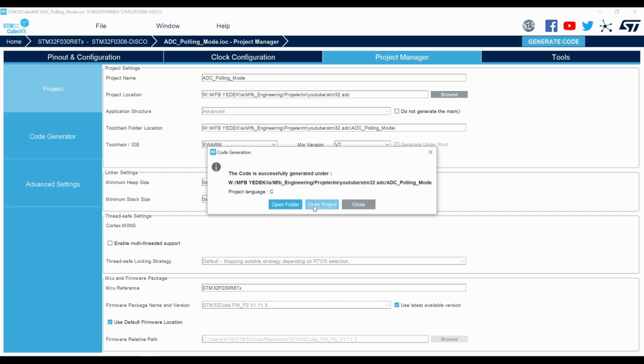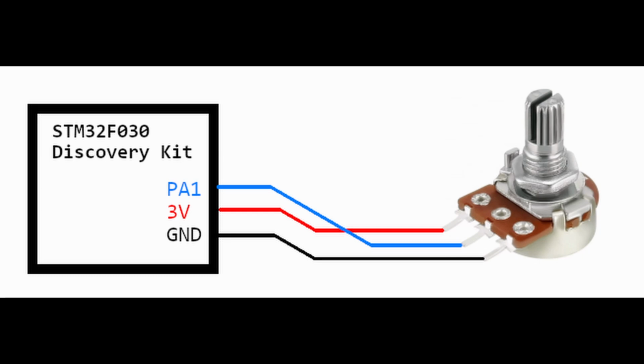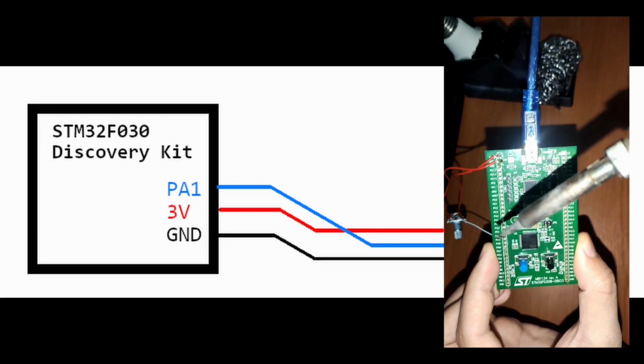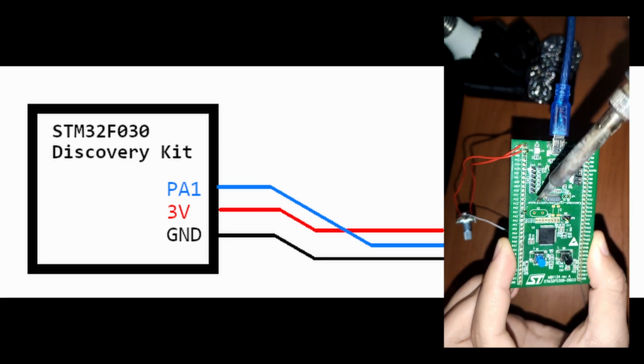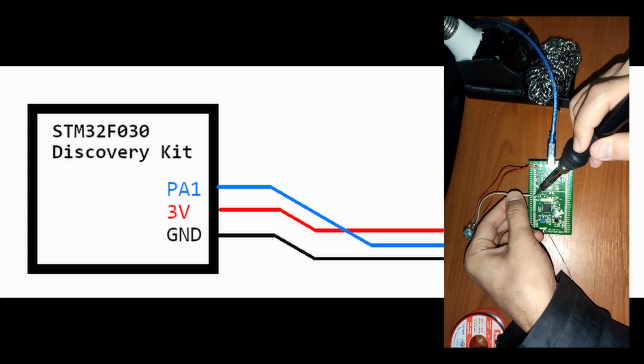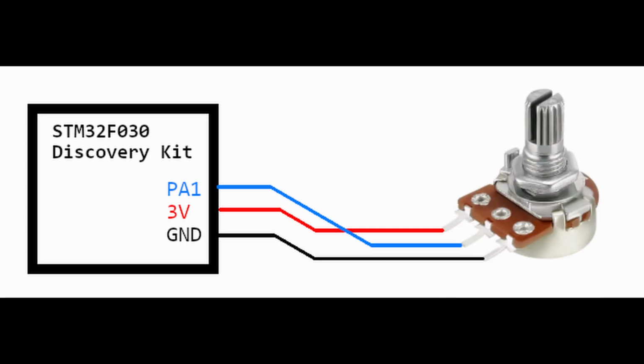Before programming, we need to verify the connection between the STM32 and the potentiometer. I connected the middle pin of the potentiometer to the PA1 pin of the STM32. The potentiometer acts as a voltage divider, allowing us to measure the divided voltage using the ADC. This setup converts an analog voltage signal ranging from 0 to 3.3 volts into a 12-bit digital value.